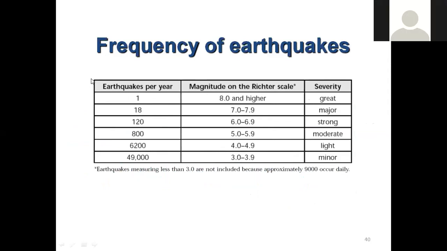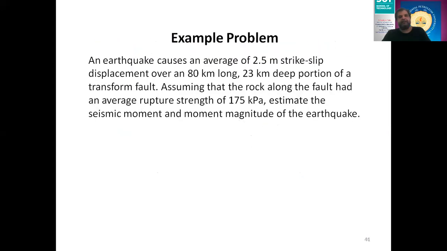This graph is the tabular representation of the same, like earthquakes per year. One earthquake of magnitude 8 or higher generally happens in the world. Severity is quite high. 18 of magnitude 7 to 7.9, which I will term major earthquakes. 120 of magnitude 6 to 6.9, I will put as strong earthquakes. 6200, I will take as light earthquakes, and so on. I will put it in this way. This is a very small experiment.